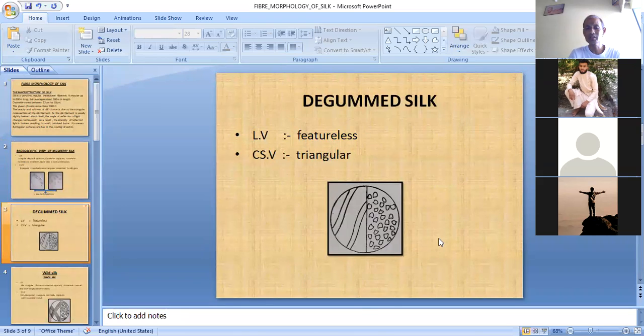Then degummed silk, longitudinal view is featureless. Here you can see the longitudinal view. No feature is there, a continuous, simple structure is there. So we can say the longitudinal view of this one is featureless. No specific features are found. And cross-sectional view is triangular cross-section. And after degumming, you can see they are not in pairs, only triangular and separated.